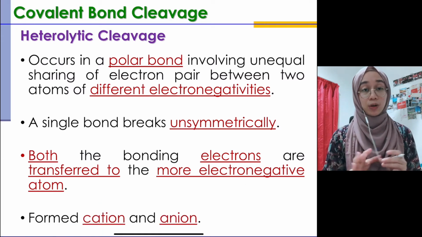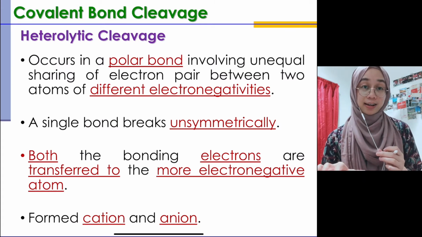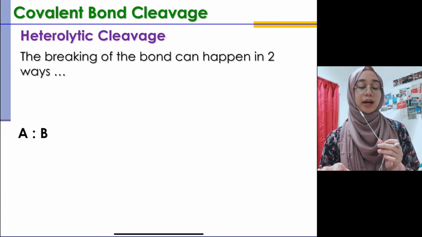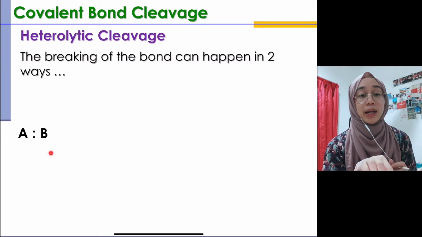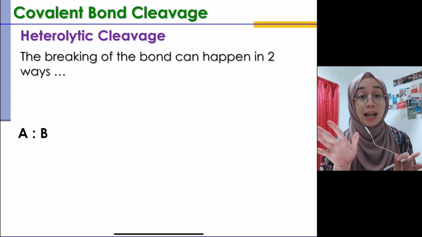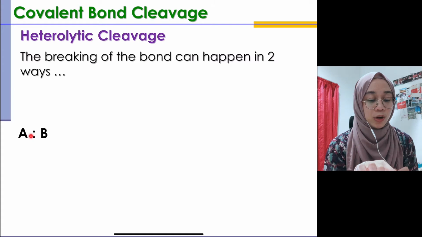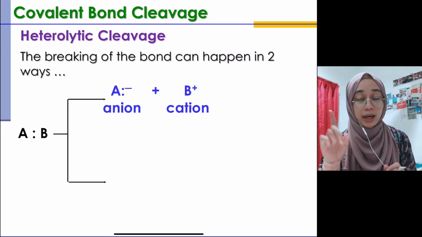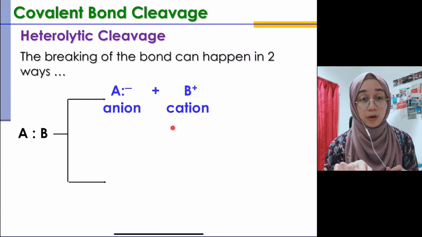Okay, jadi apa yang berlaku kalau tadi form free radical, in this case akan terhasilnya cation dengan anion lah. Okay, so heterolytic cleavage, so the breaking of the bond can happen in two ways. Okay, so kita ada A dengan B. Assume that A dengan B kat sini have different electronegativity. So let's say now, dua elektron ni kita nak tengok dua elektron ni pergi ke mana. So let's say hasil dia adalah A becomes the anion, whereas B becomes the cation. Bermaksud elektron tu pergi ke arah siapa?